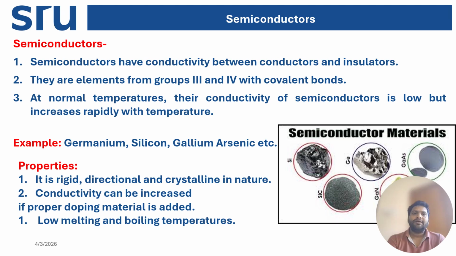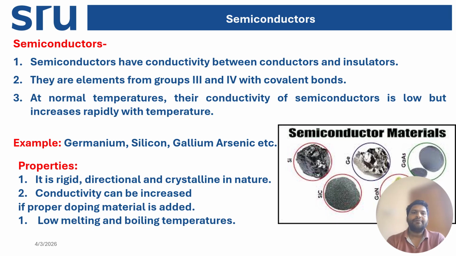Some common semiconductor materials are silicon, germanium and gallium arsenide, which is a compound material made of gallium and arsenic. Among these, silicon is the most used material in electronic devices because it is abundant, stable and suitable for the fabrication process.